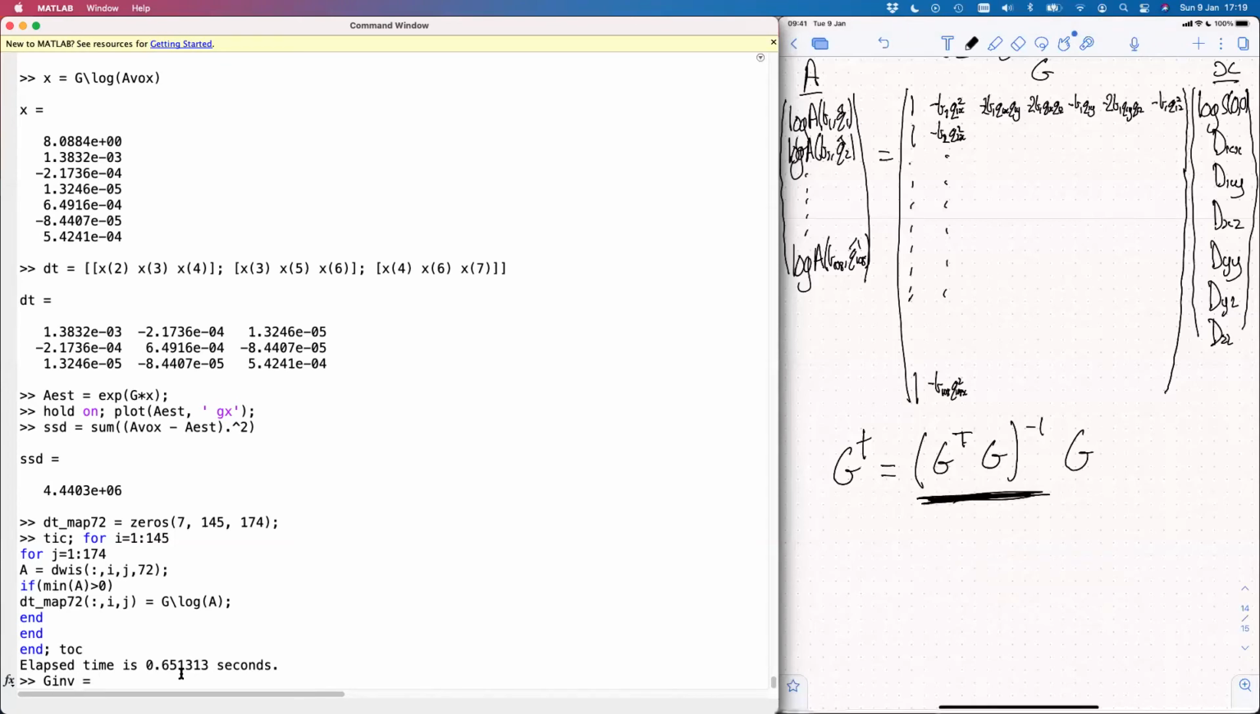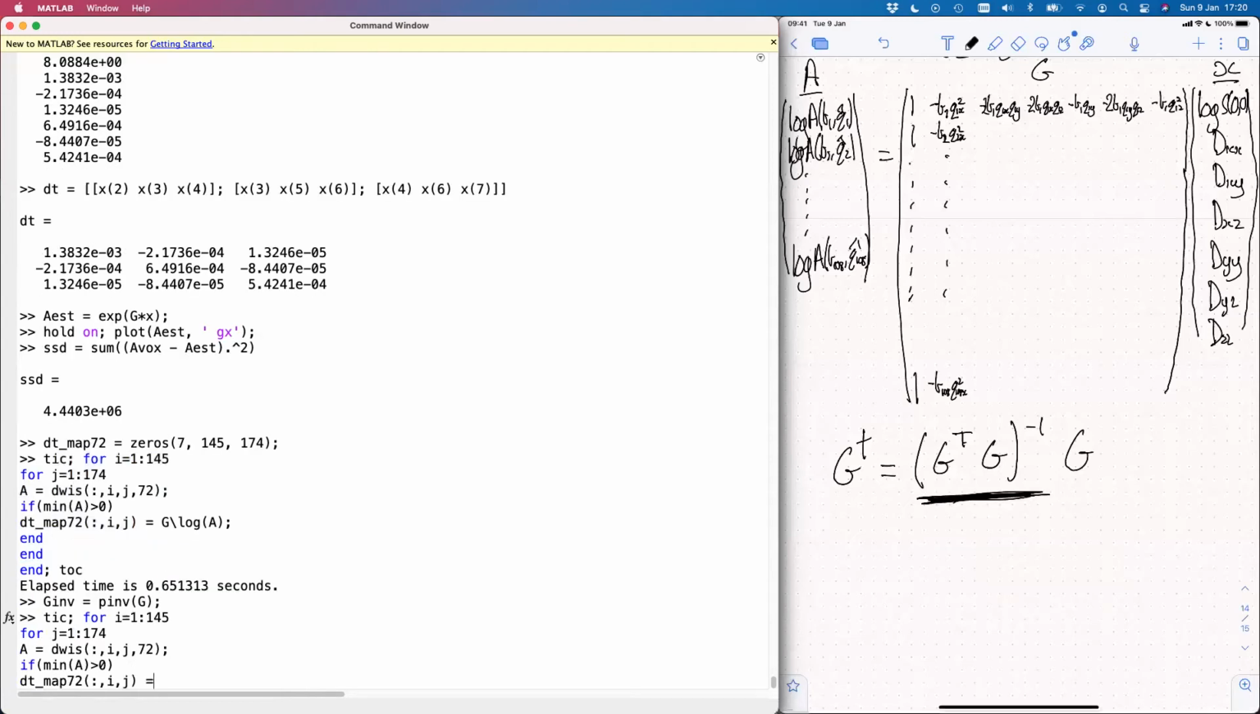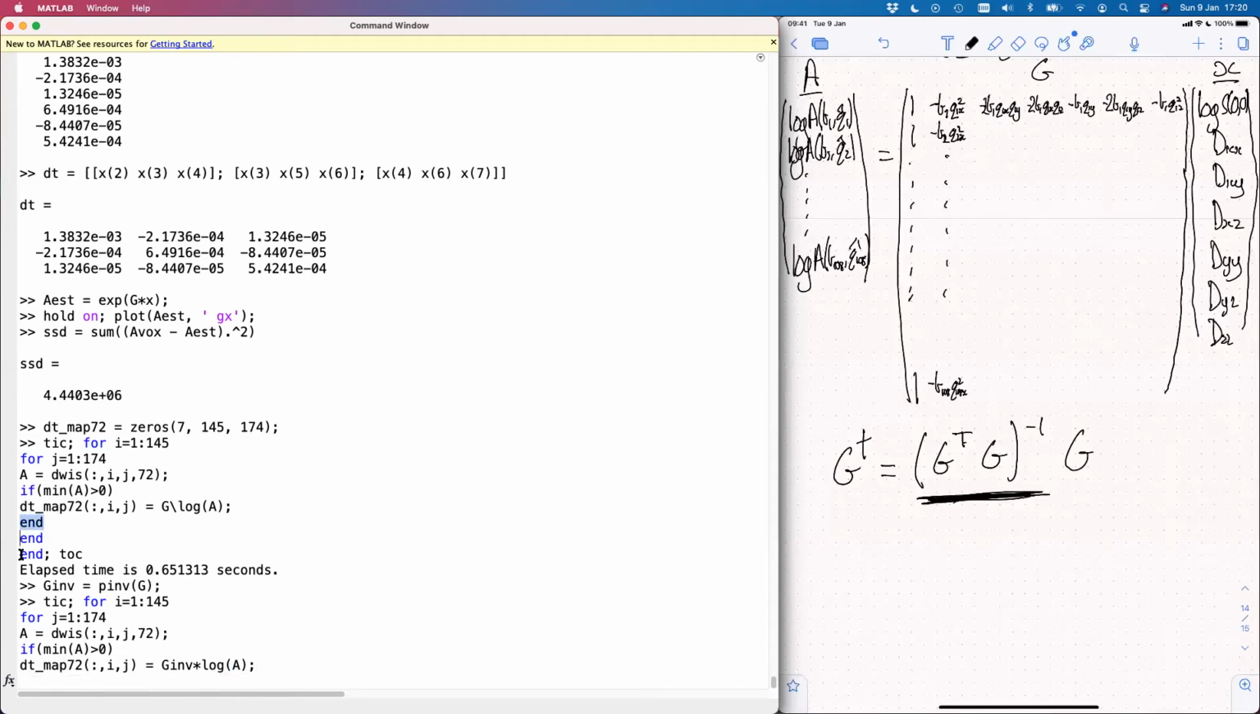There's a function in MATLAB called pinv, pseudo inverse, that does exactly that. So let's compute this pseudo inverse of G a priori, and then we'll do all of this stuff again. But rather than doing the / operator, we'll write it out more explicitly. It's just G_inv times log A. And we can cut and paste the last few lines of the loop.